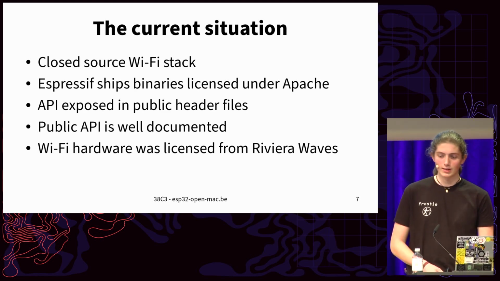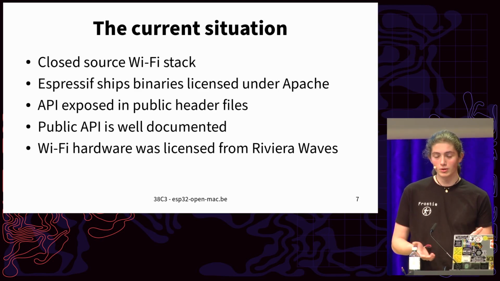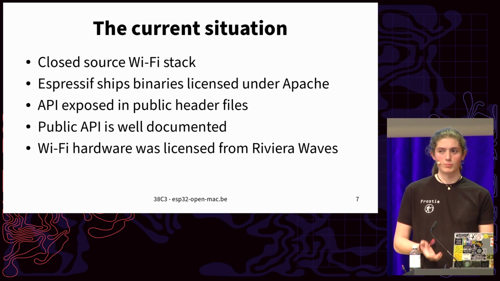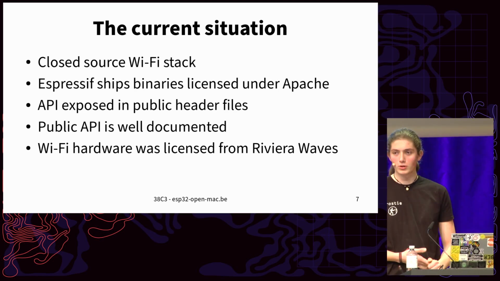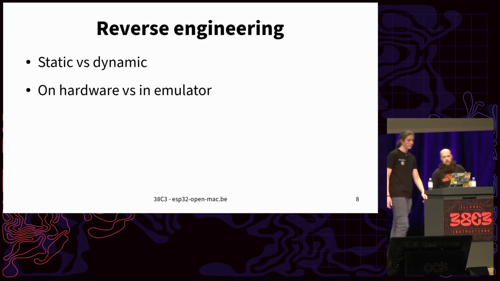And they licensed the hardware from Riviera Waves, which is now known as CEVA Waves, as far as we know. Which is also our hypothesis why they cannot publish any of this, because they're likely bound by an NDA from Riviera and therefore can't publish any of the code. But apparently they can publish the libraries under Apache, which means that we can legally reverse engineer it, and they actually confirmed this to us. And yeah, so now I'll talk a bit about our reverse engineering work.